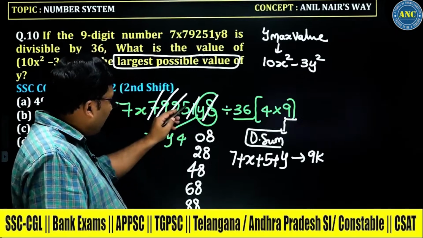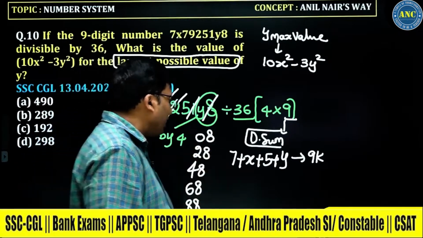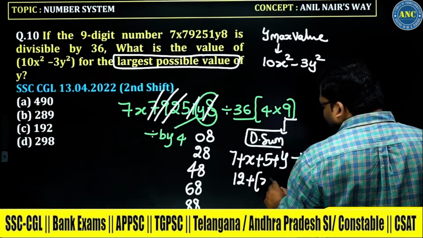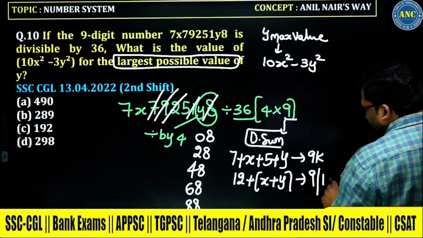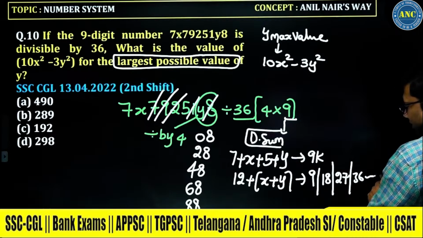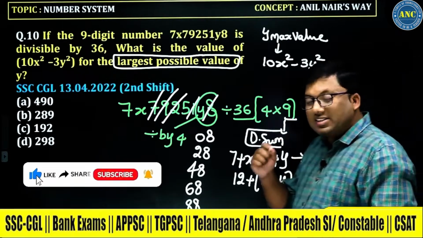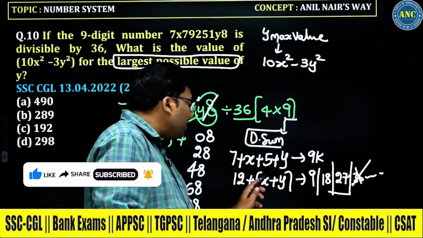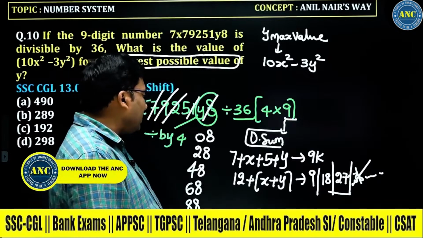Divisible by 4 means I got multiple cases for y. Divisible by 9 means I got multiple cases. So here it will be 12 plus x plus y. It will be either 9 or multiples of 9: 9, 18, 27, 36 and so on. 36 onwards it is not possible because x and y are digits. The maximum value a digit can take is 9. 9 plus 9 is 18, 18 plus 12 is 30, so 36 is not possible.